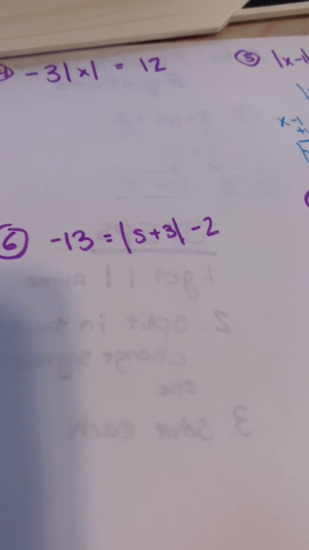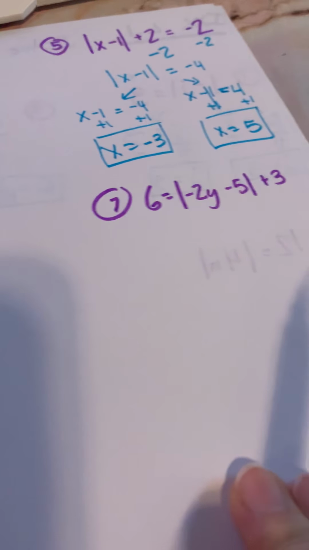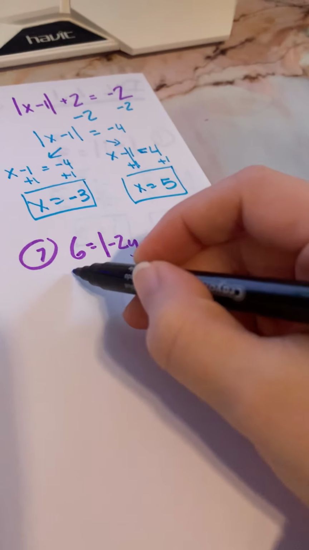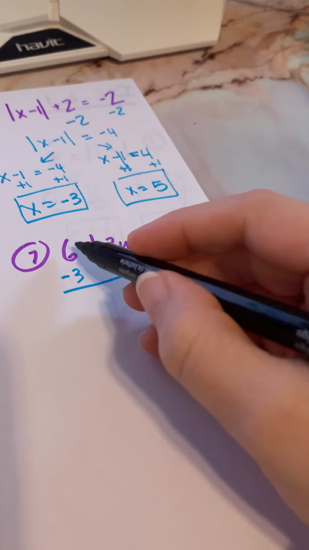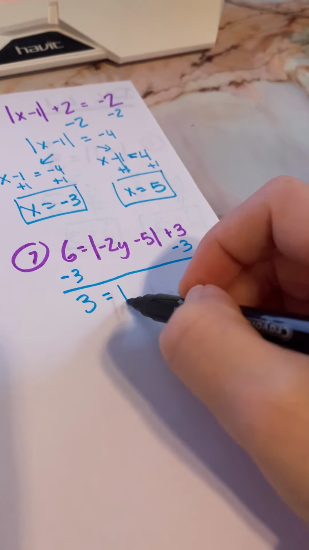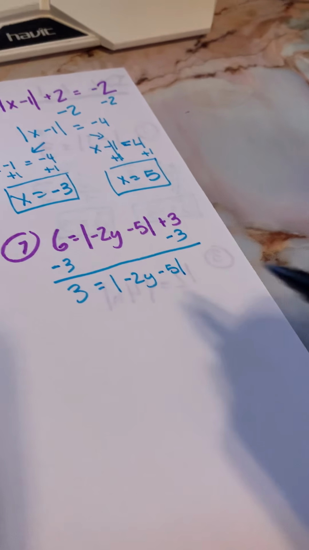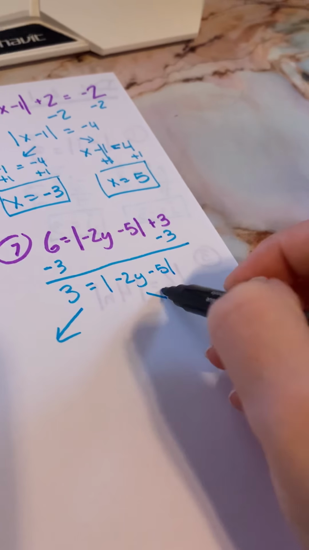I'll do this one now. This one's hard. So for this one, first move this 3 over, so the absolute value will be alone. 3 equals absolute value of negative 2y minus 5. Split it in 2.